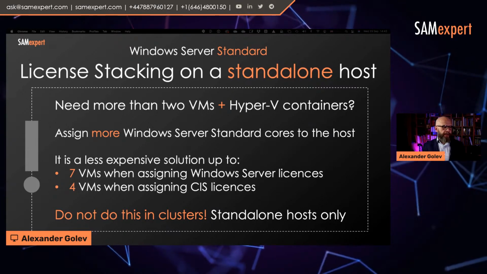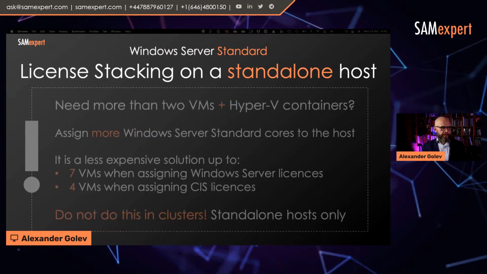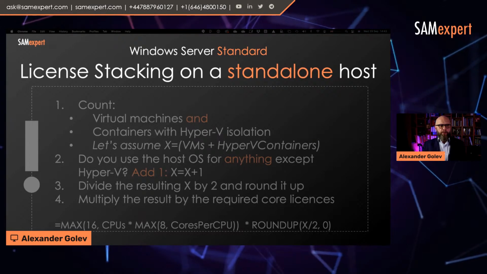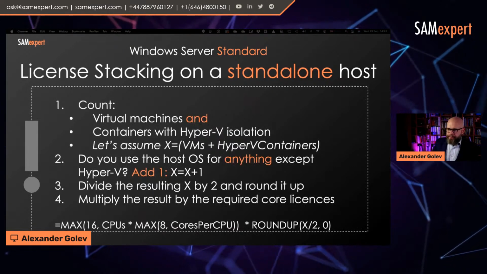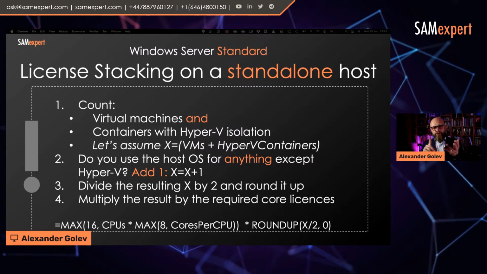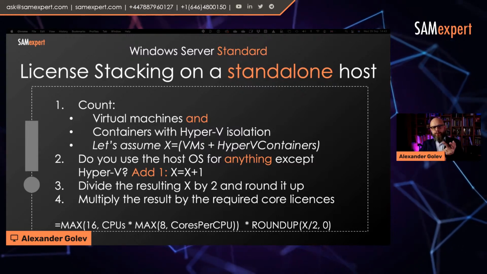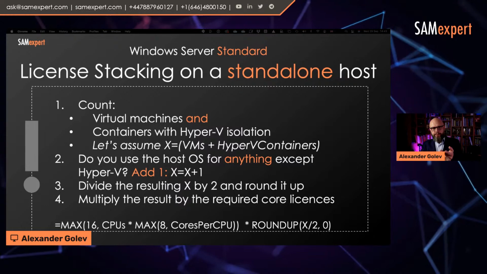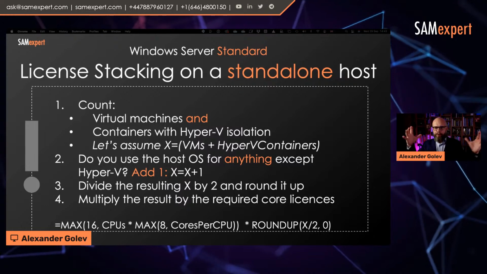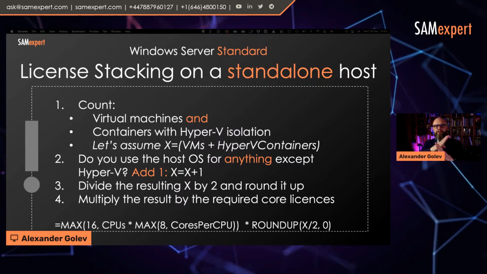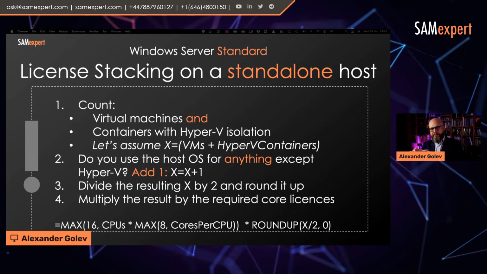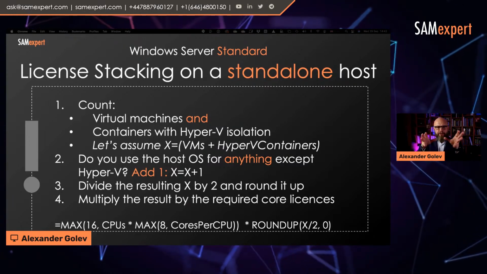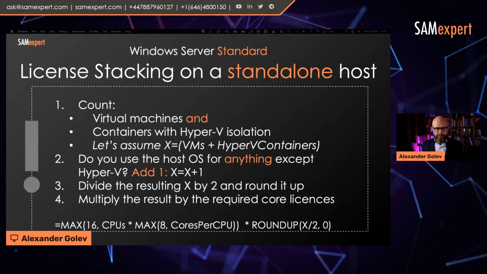So how do you calculate the required licenses when you want to stack them, when you have more than 2 virtual machines? It's a bit more complicated. Step number 1, count all the virtual machines and containers with Hyper-V isolation. Let's assume that you counted them together. We create a variable called X. That is the sum of all the virtual machines and Hyper-V containers. Say they're 5, just for the purposes of this example.